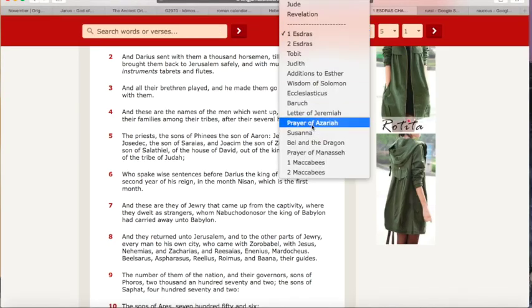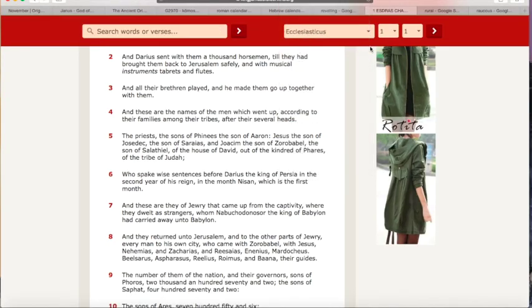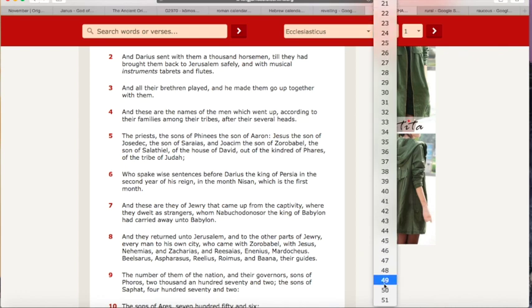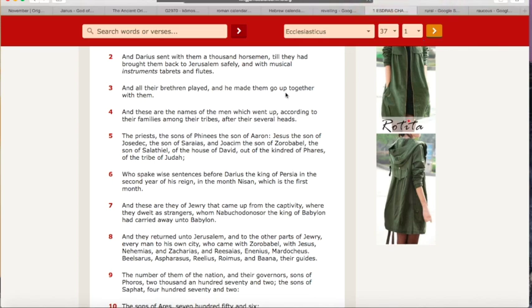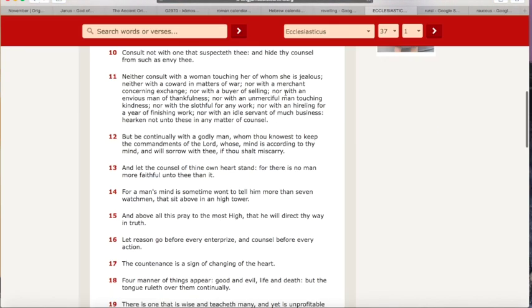Matter of fact, I'm going to close it out with this. This is Sirach 37:15, Ecclesiasticus: "And above all this, pray to the Most High that he will direct thy way in truth." So this is what y'all should be praying for. Above all this, pray to the Most High that he will direct thy way in truth.